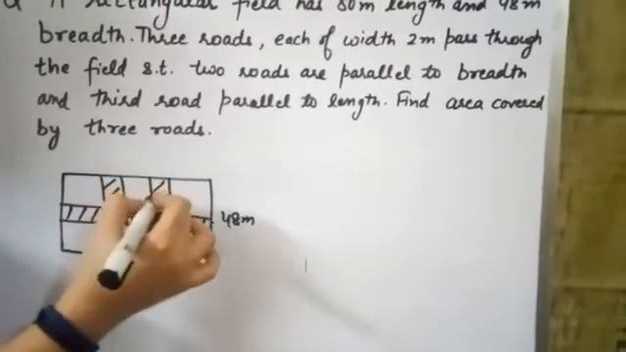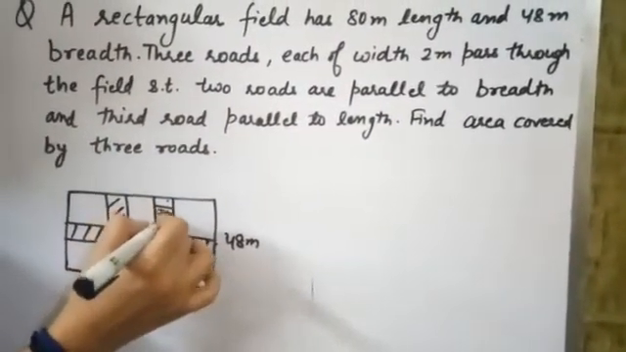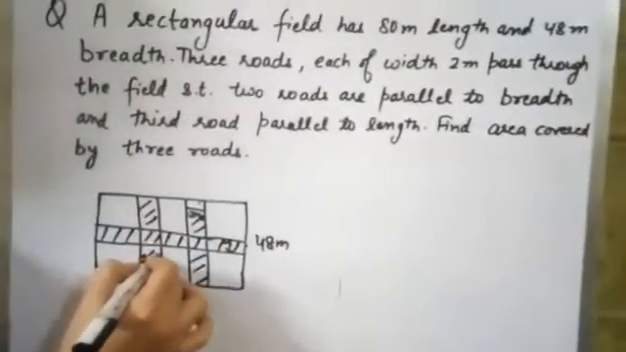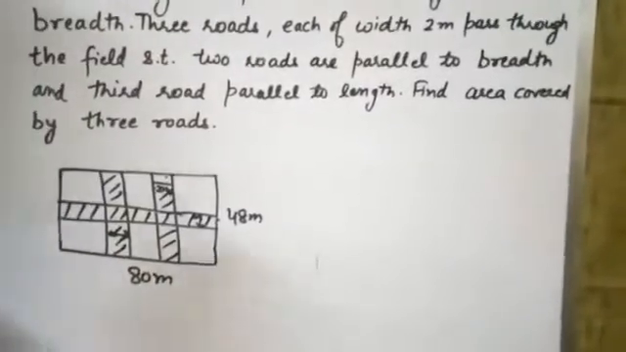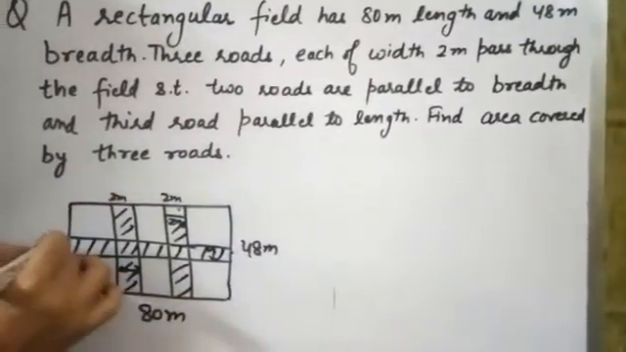Now the width of each road is 2 meter. That is given to us. This width is 2 meter, this is also 2 meter and this is also 2 meter. The width of each road that is given to us is 2 meter, 2 meter and 2 meter.